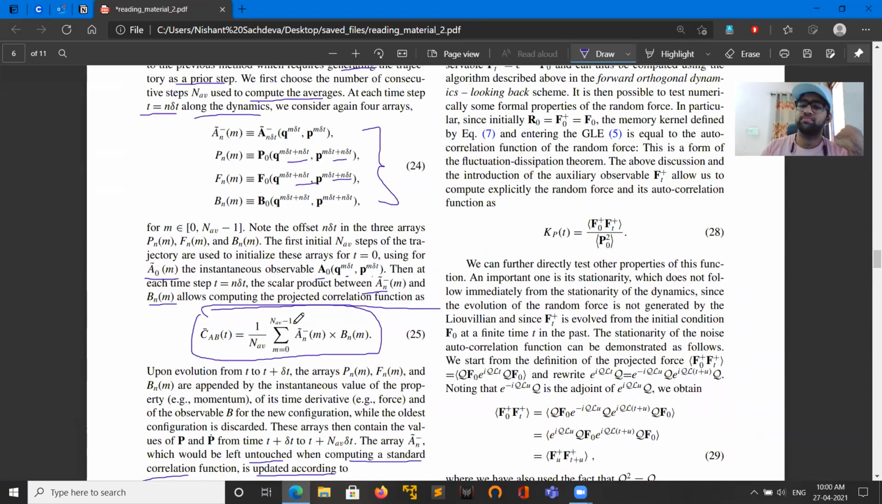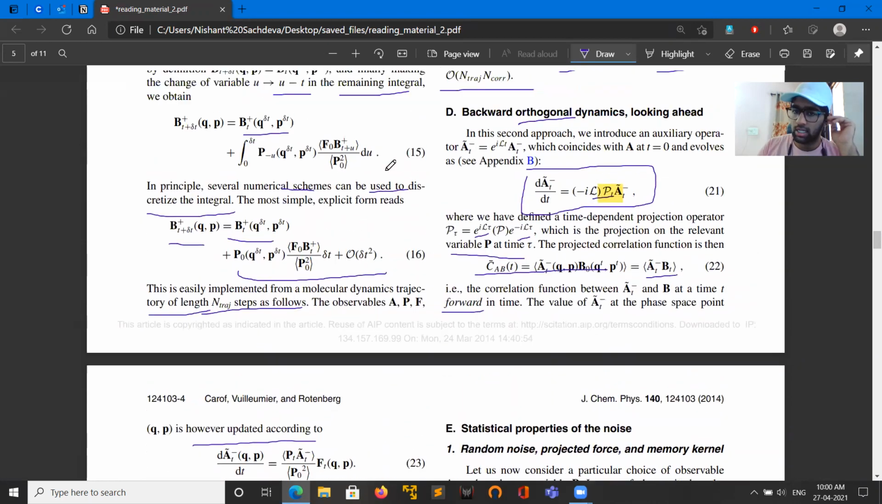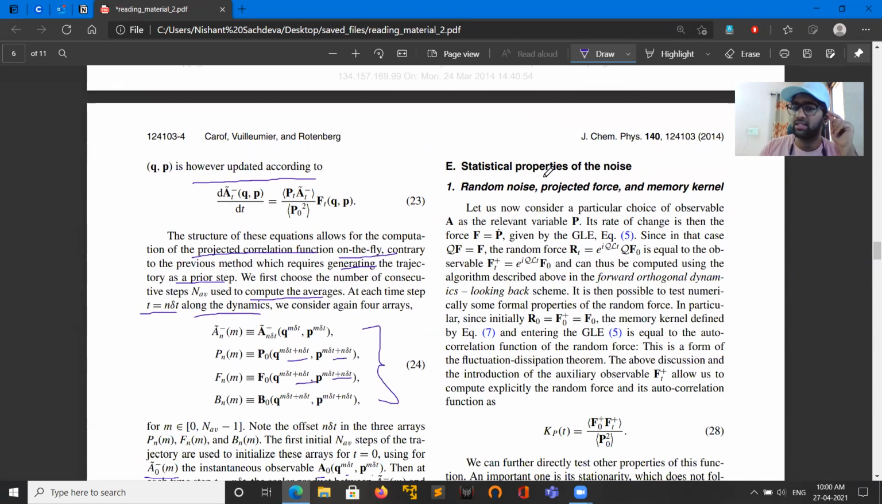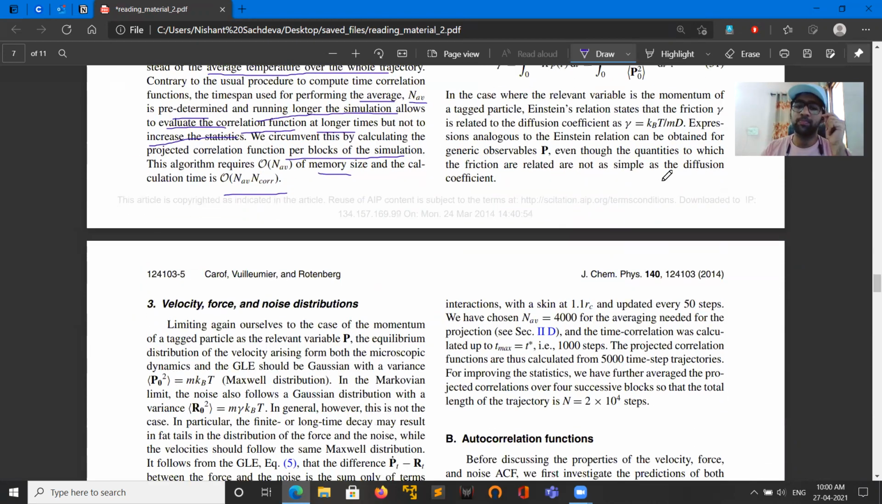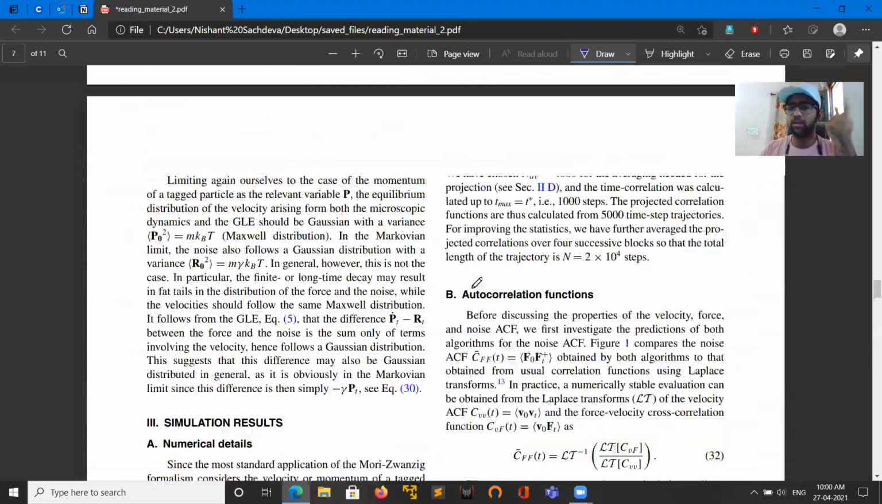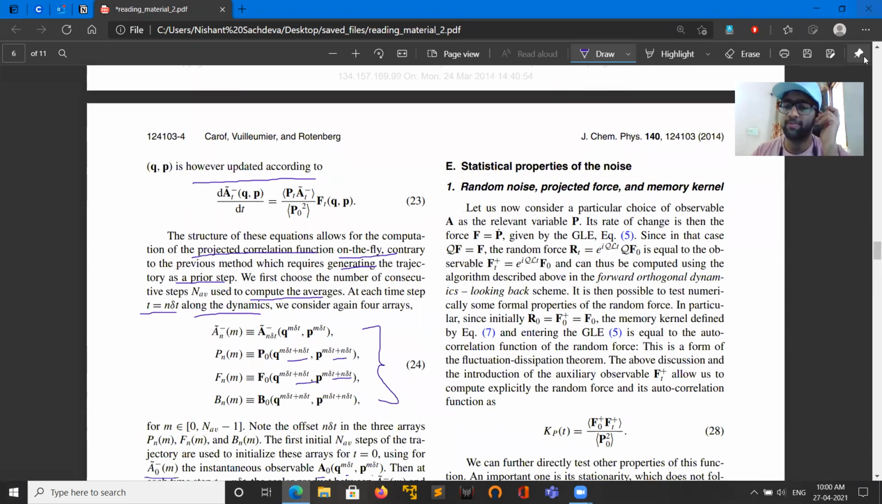So now that we have looked at, studied, and understood both the methods, we will look at the statistical properties of noise. That's what our plan was. So after we do the noise part, we will look at how the results pan out. For now, we will look at how the statistical properties of the noise play out. So we start with random noise, projected force, and the memory kernel.